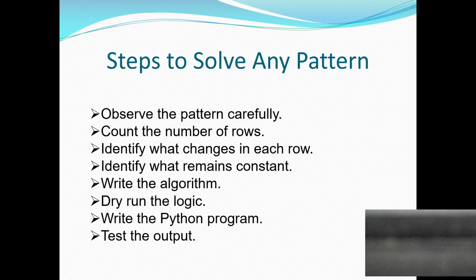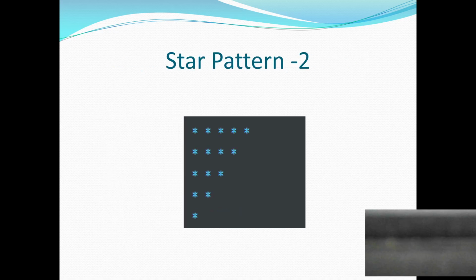So here is a simple formula I want you to remember. Whenever you see a new pattern, ask these few questions. How many rows are there? What should be printed in each row? What changes from row to row? What stays the same? Which loop controls the rows and which controls the printing? If you answer these 5 questions, you can solve most beginner level pattern programs without memorizing them.